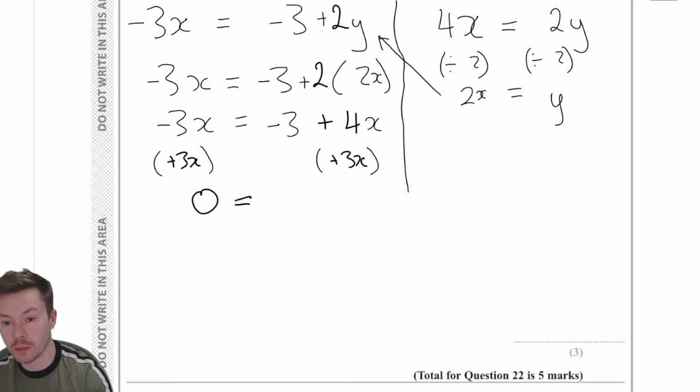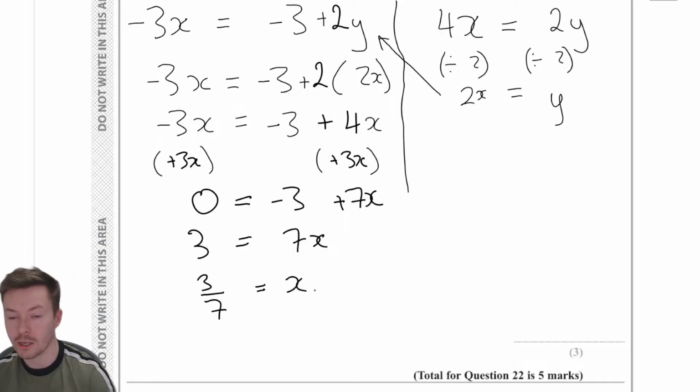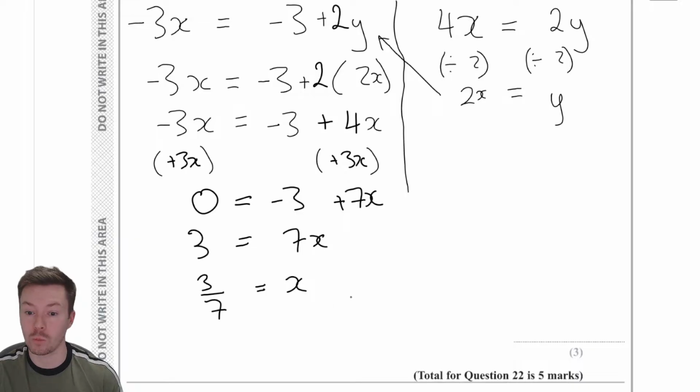So I'm going to get 0 is equal to minus 3 plus 7x. Add the 3 to both sides, we get 3 is equal to 7x. Divide by 7 now on both sides, and you get 3/7 is equal to x. That looks more right because, well, it's positive at least, and it's a fraction less than 1.